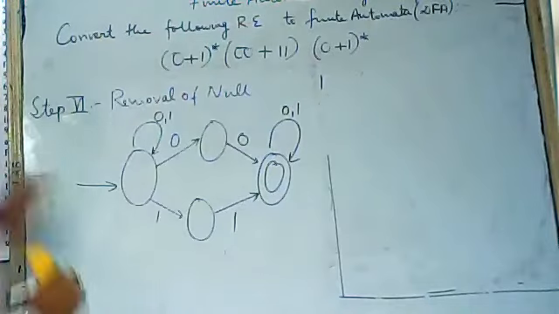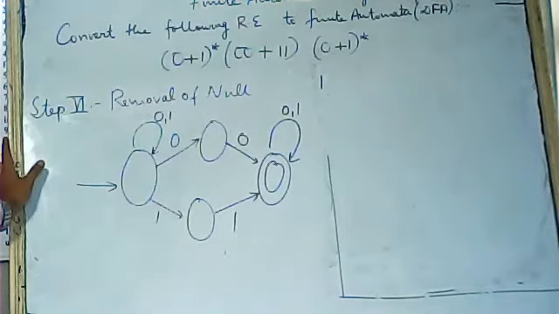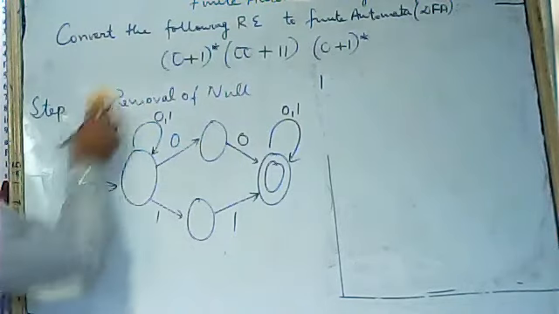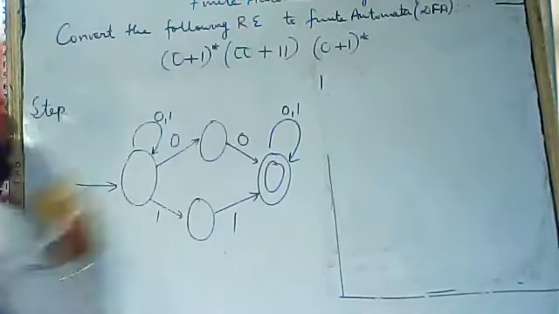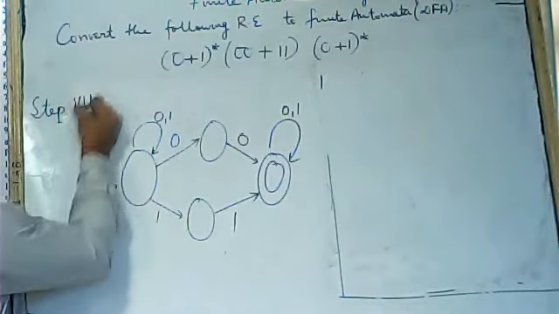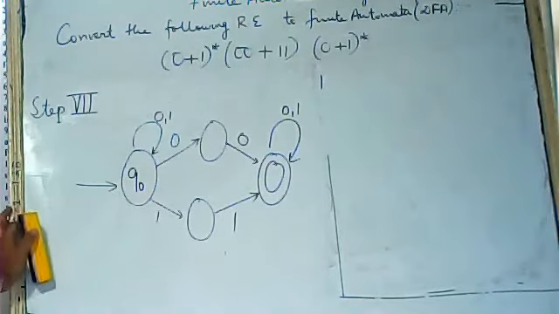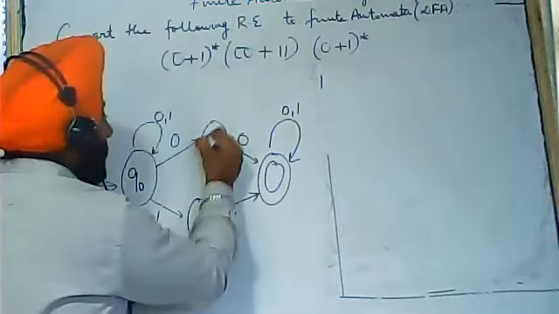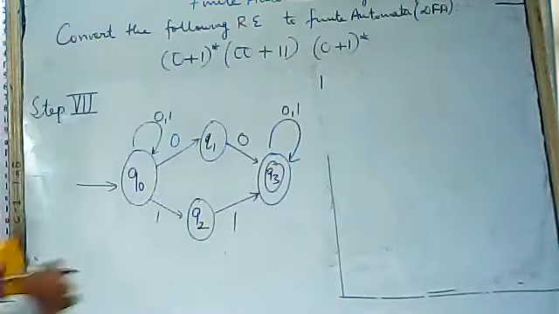After this, step number 7 is assigning state names to edges. So the initial state will be written as Q0. Then we have Q1, Q2, and Q3, right?